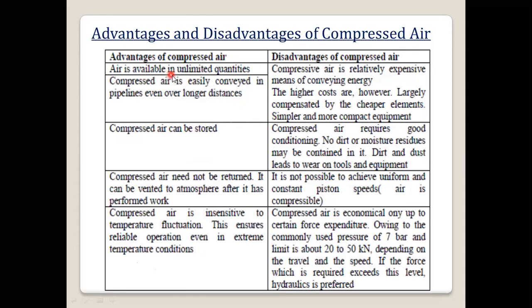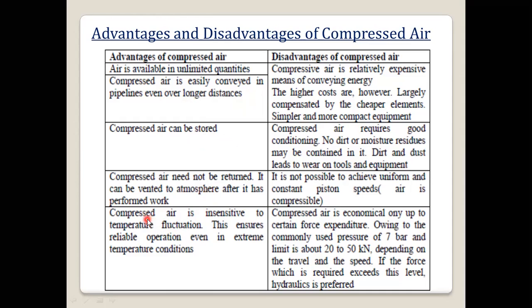The advantage of compressed air is that air is available in unlimited quantities. Compressed air is easily conveyed in pipelines over longer distances, and it can be easily stored. Compressed air need not be returned. Like in the hydraulic system, oil after doing the work was returning to the tank. But here, the air will do the work, and then the compressed air will be released to the atmosphere.